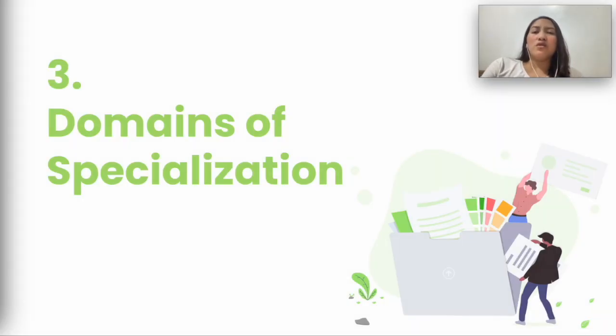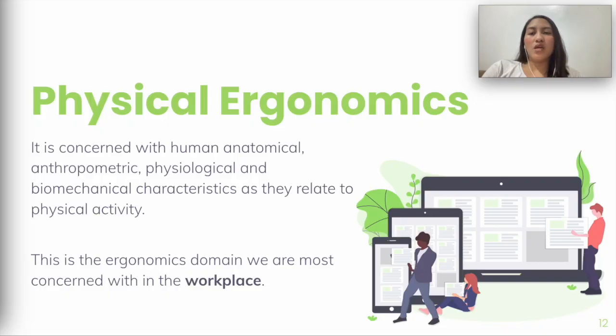According to the International Ergonomics Association, there are three broad domains of ergonomics. So we have physical, cognitive, and organizational. So let's talk about the physical ergonomics. Physical ergonomics is concerned with the human anatomical, anthropometric, physiological, and biomechanical characteristics as they relate to physical activity. This is the ergonomics domain we are most concerned with in the workplace.